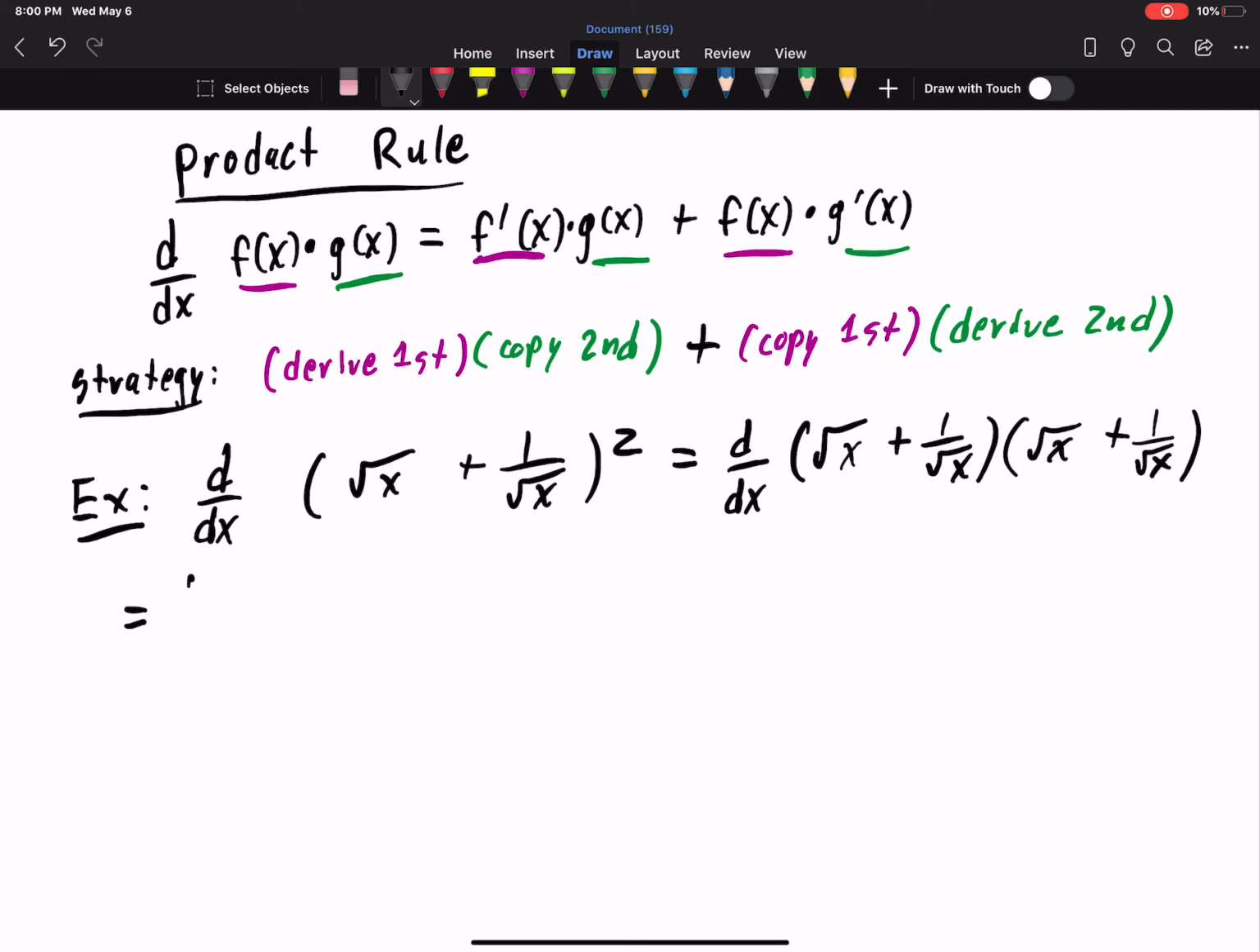Bring the d dx along to say that eventually we'll take a derivative. So we're going to turn our radical x, that's going to be x to the 1/2. The second one is going to be 1 over x to the 1/2. And then the second one is going to be exactly the same because they're the same quantity.